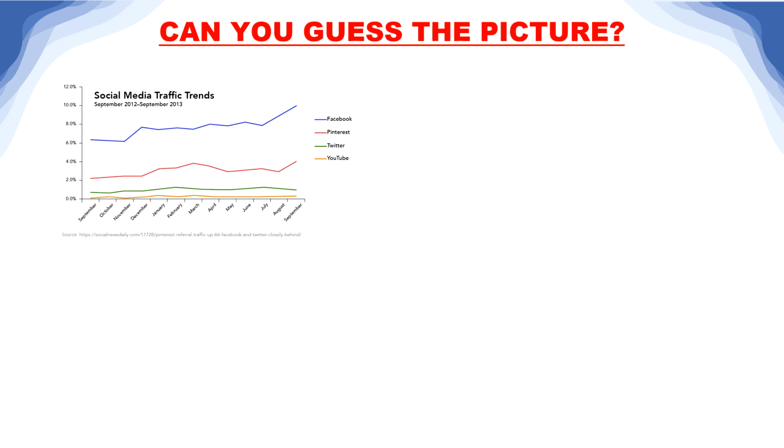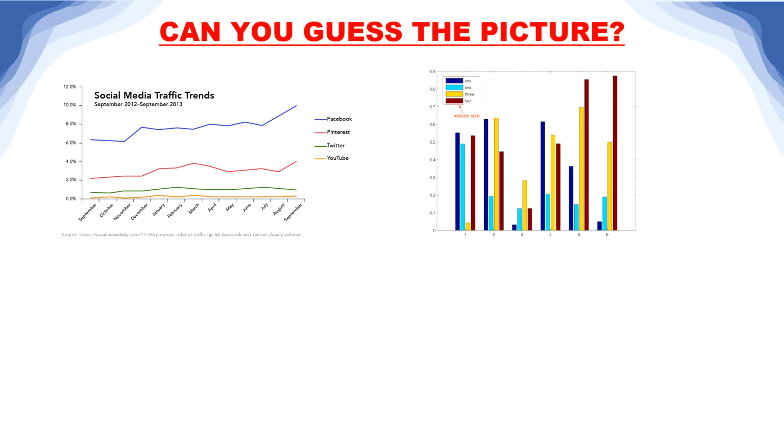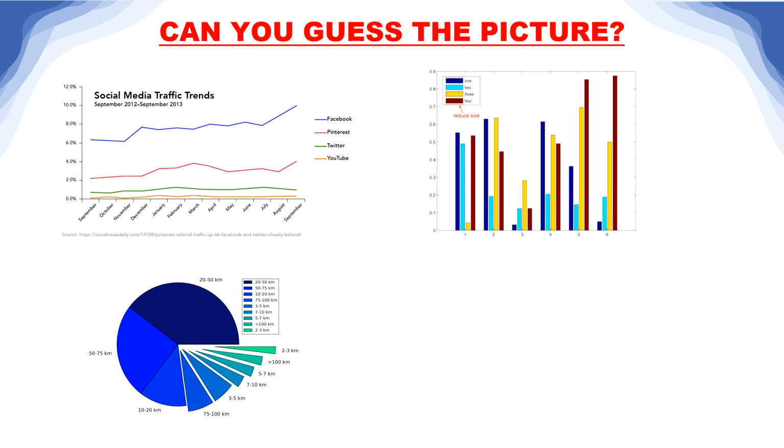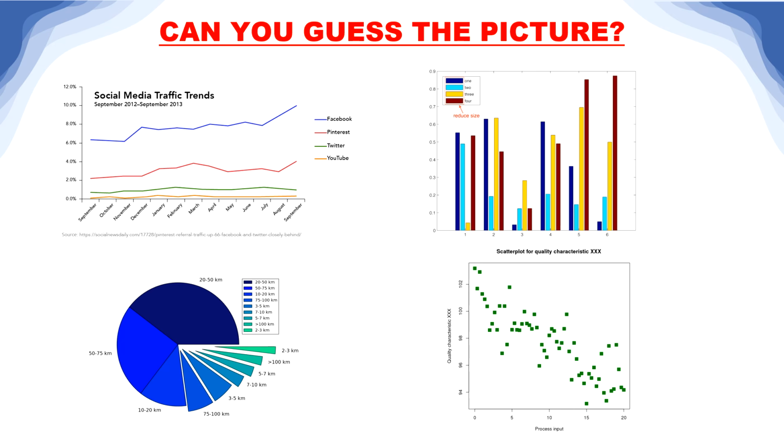So the first picture is this. What do we call this first picture? The second picture is this one. What do we call this picture? Picture number two. Number three, what do we call this picture number three? And the last one is this, picture number four.